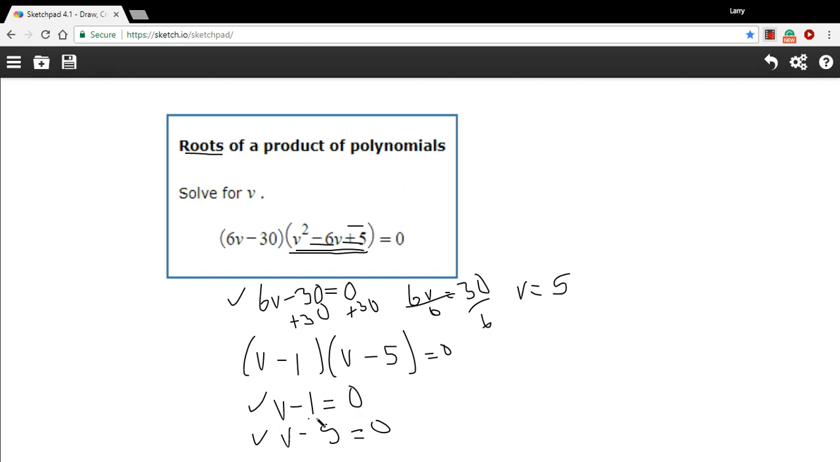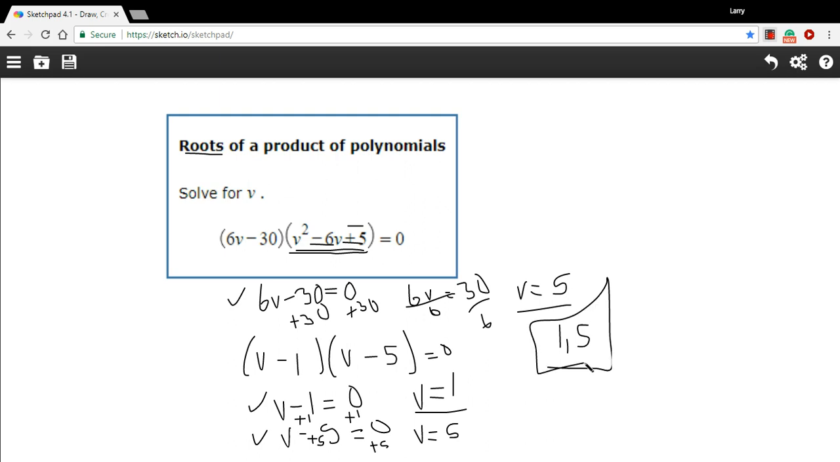Let's do this next one here, v minus 1. I need to add 1 to both sides, and that becomes v equals 1. So that's another solution. On this one, v minus 5 equals 0, I'd need to add 5 to both sides, and I would get v equals 5. That is a solution we already have up here. So we really only have two solutions here. We're not going to put down 5 twice. If we were going to list those separated by a comma, I'd just say 1 and 5 like that. So that is how to find the roots of a product of polynomials.